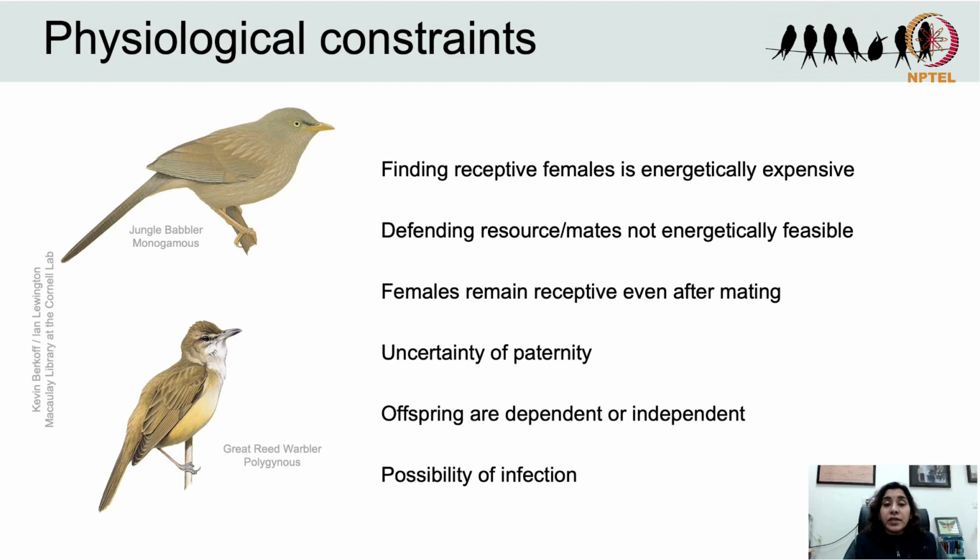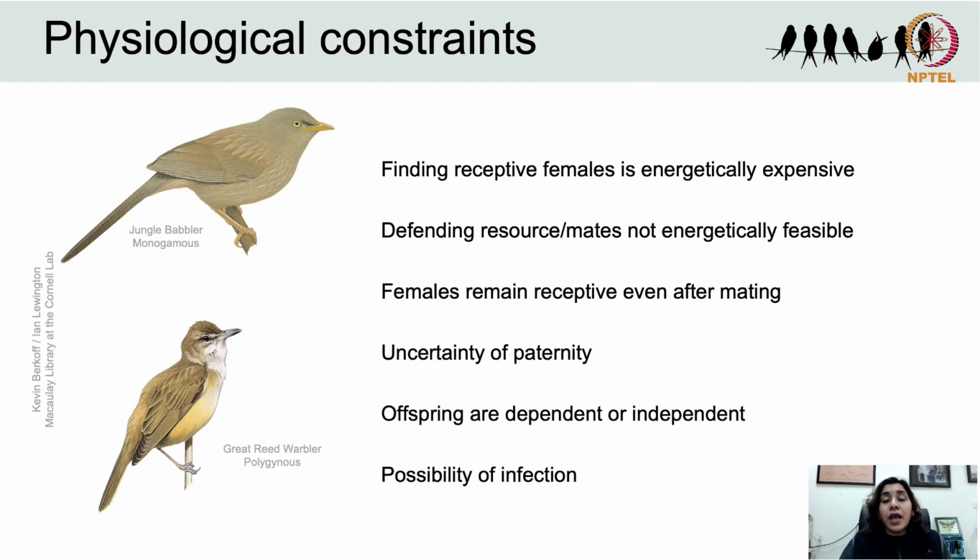Further, resources spread over a large area may not even be defensible. If resources are sparse and scattered, then it will take much more effort to guard territories that must be very big to cover enough resources. Similarly, when defending multiple females, it might become energetically uneconomic. Hence, male-male competition, and thus the degree to which sexual selection can operate, can be determined by such energetic constraints.